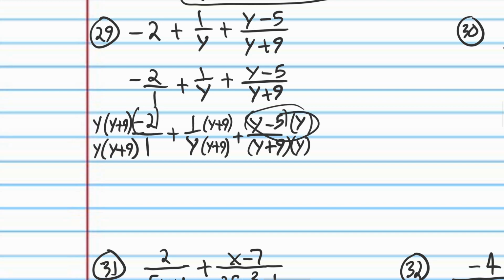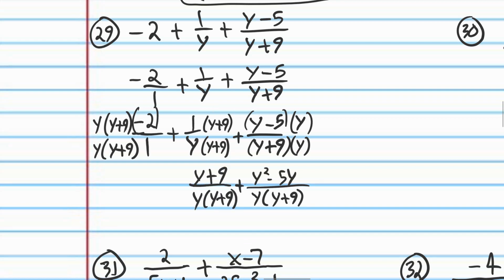So over here, if you use distribution, I get y squared minus 5y. We can just keep the denominator in factored form. And over here, y plus 9 times 1 is y plus 9. And again, keep the denominator in factored form. And over here, this is going to get a little tricky. So what we want to do first is combine the negative 2 and the y. I don't have a lot of room, so I'm going to do that in my head. Negative 2 times y is negative 2y. And then negative 2y times y plus 9 is going to be negative 2y squared, and negative 2y times 9 is negative 18y.